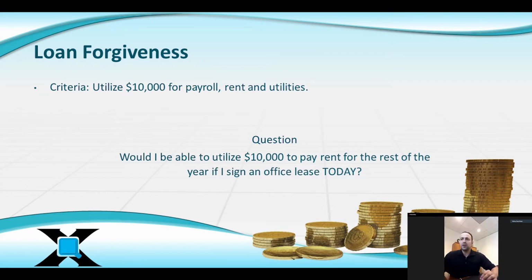So, Charlene, are there other ways, other provisions that we have to be aware of for our clients? What are some of the other provisions?